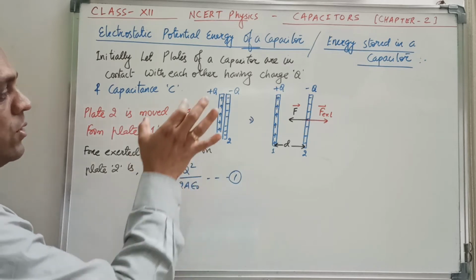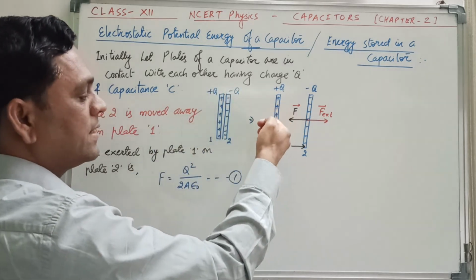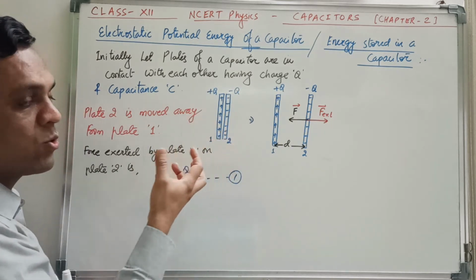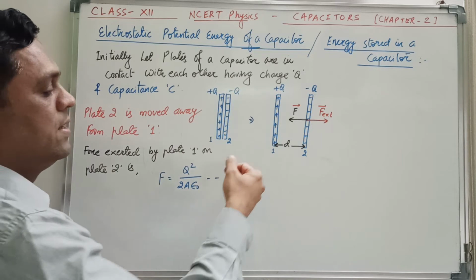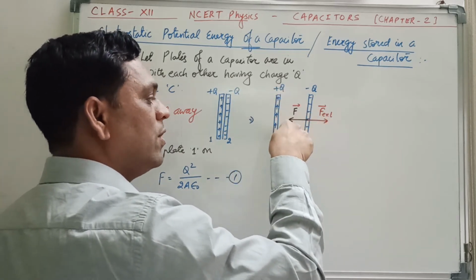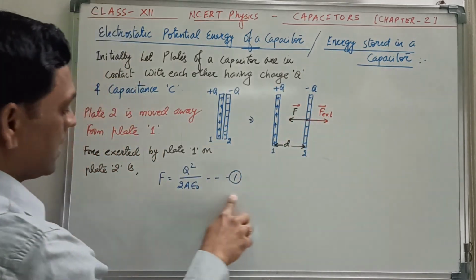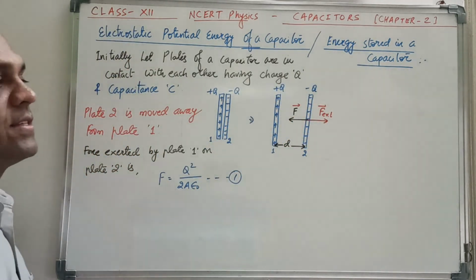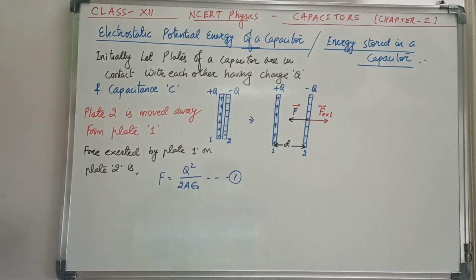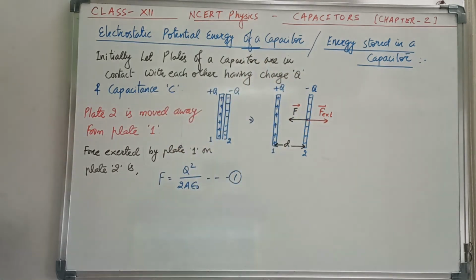Correct? तो इनिशियली दोनों प्लेट्स कांटेक्ट में थी, तो जैसे ही मूव करने लगते हैं एक फोर्स आता है जो प्लेट 1, 2 पे एक्सर्ट करेगा और उसको अवे जाने से अपोज करेगा. तो आपको उस फोर्स के अगेंस्ट में काम करना पड़ेगा. And that work done performed by the external source against this electrostatic force is what will be the electrostatic potential energy of the capacitor, or that will be stored in terms of energy of the capacitor here.